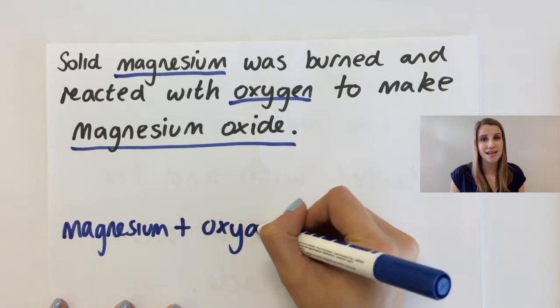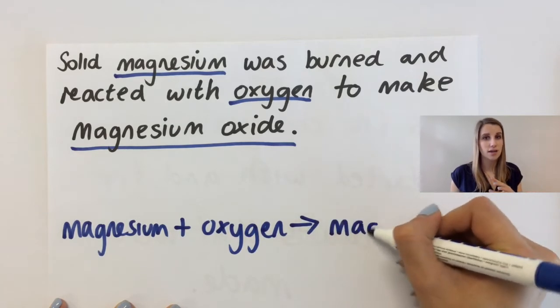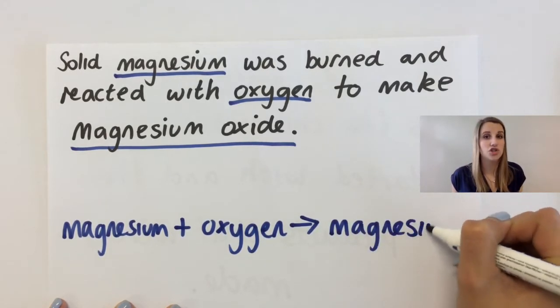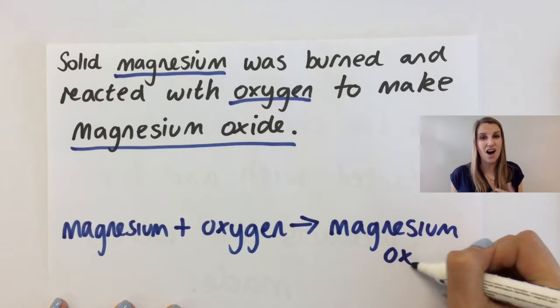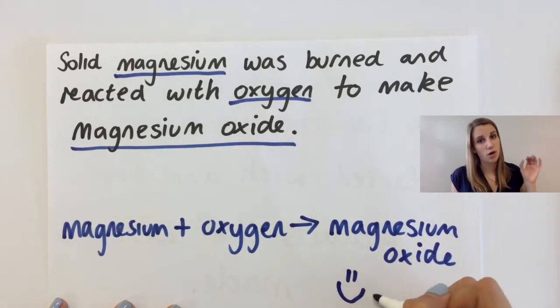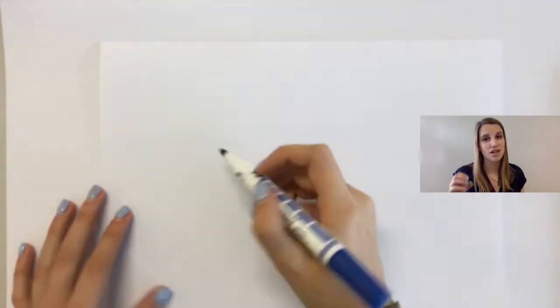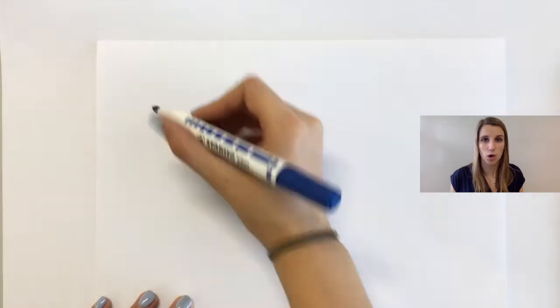I don't need to add the solid magnesium to the equation because the point of my word equation is just to tell me what's reacting. I don't care at this stage about what state it is in. So you've got magnesium plus oxygen. In the center, we say it goes to magnesium oxide.